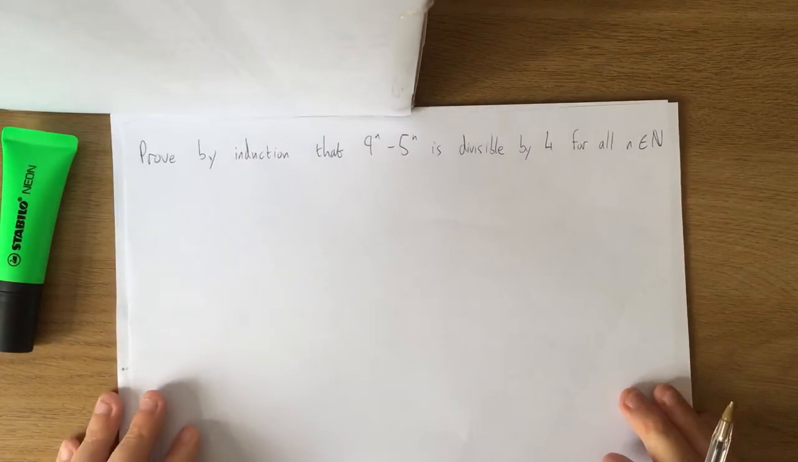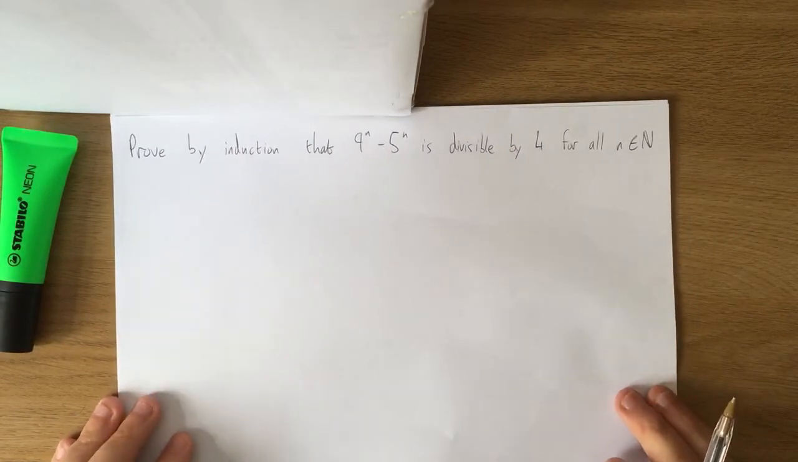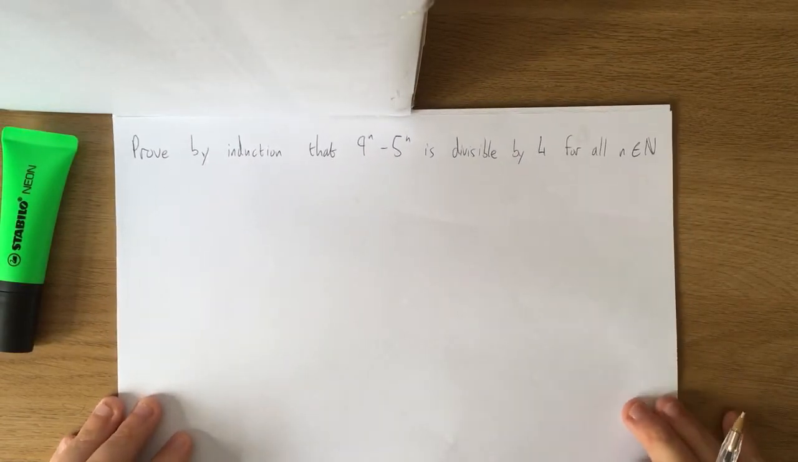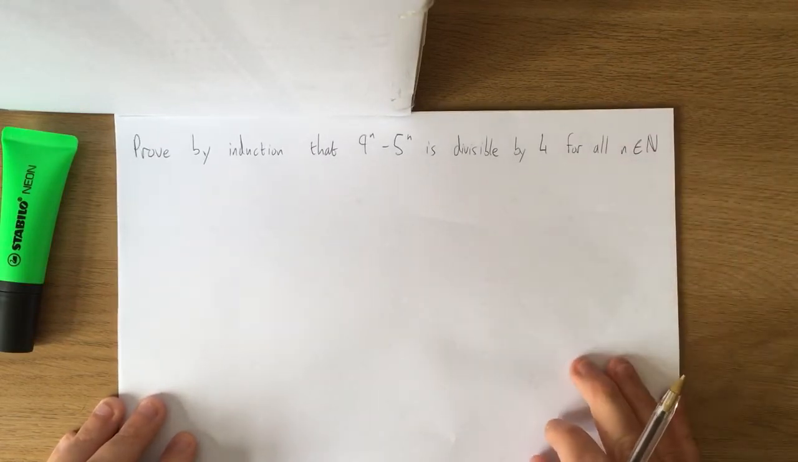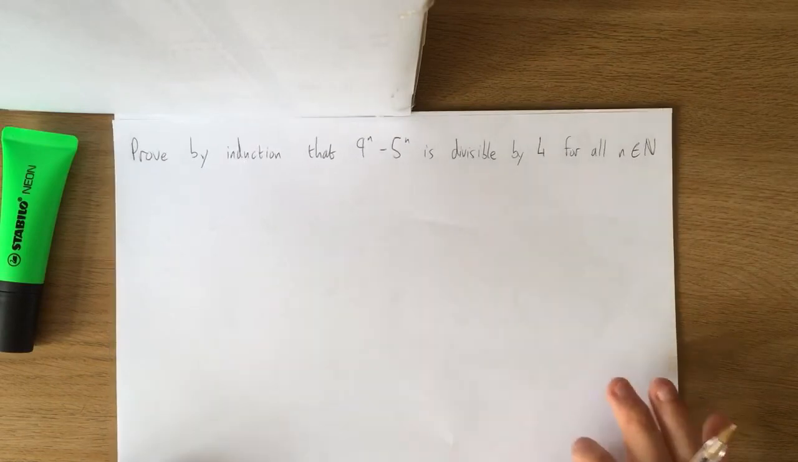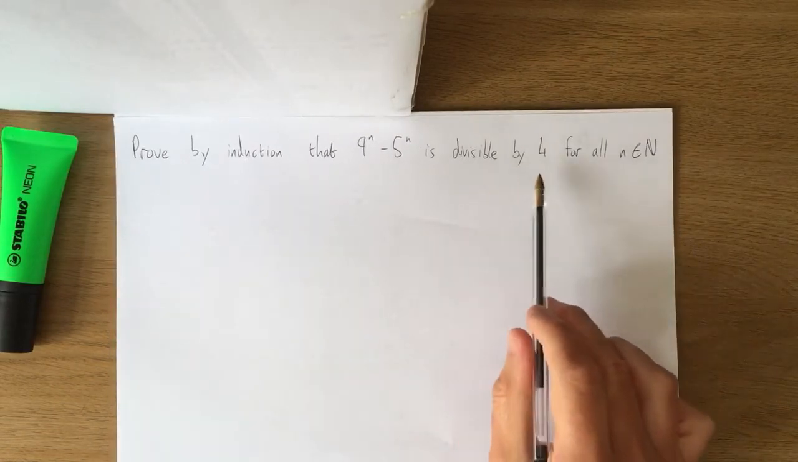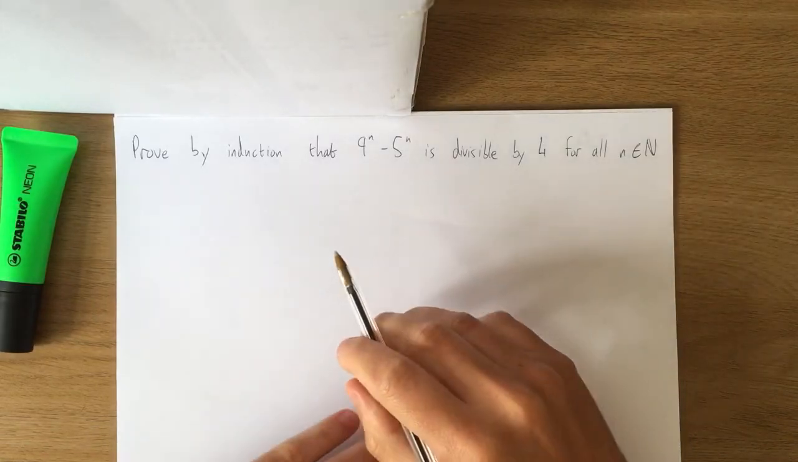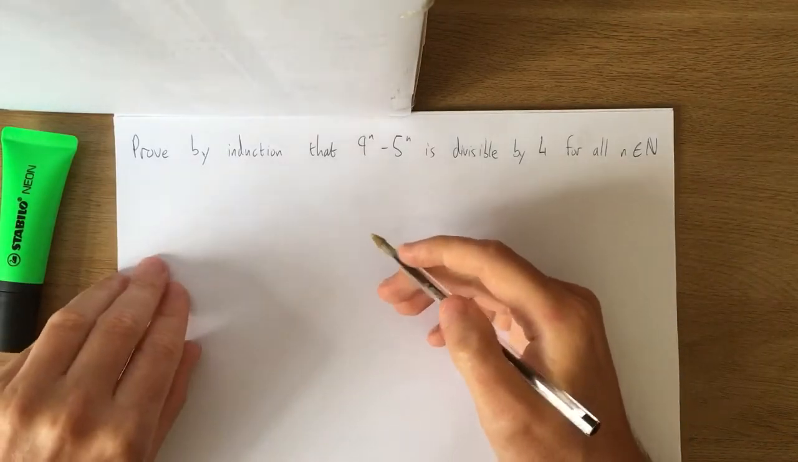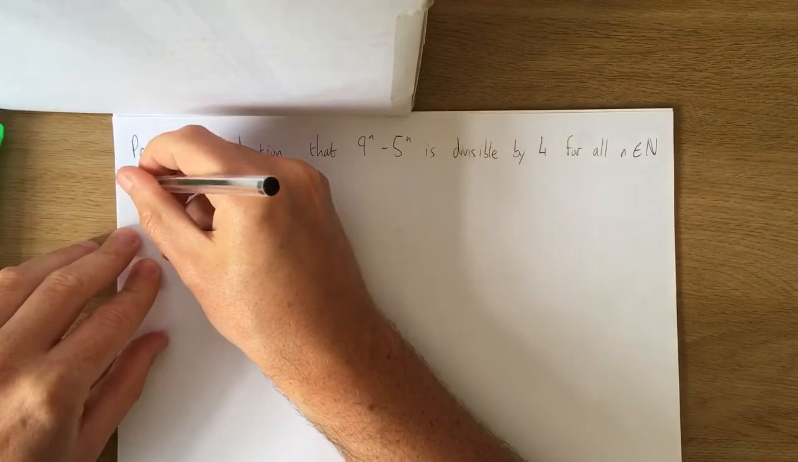So prove by induction that 9 to the n minus 5 to the n is divisible by 4 for all natural numbers. Okay, so asked slightly differently, asked in terms of divisibility rather than in terms of a factor, but it's asking you to do the exact same thing. All right, so the same 3 steps will always be followed for these ones.